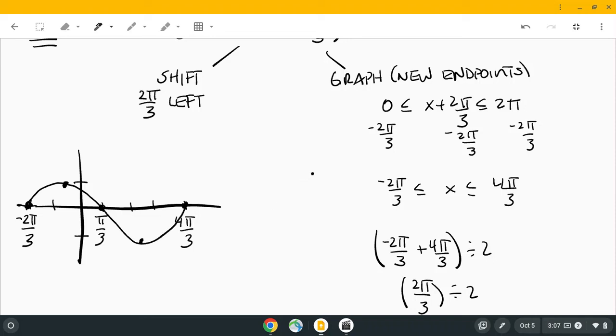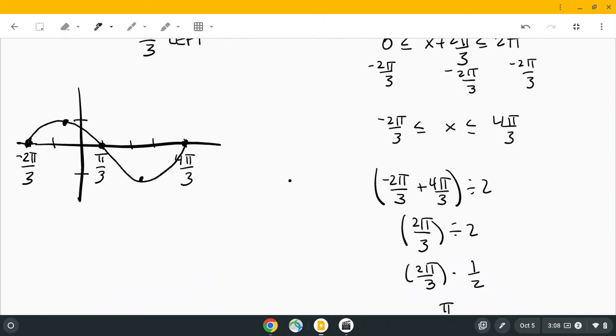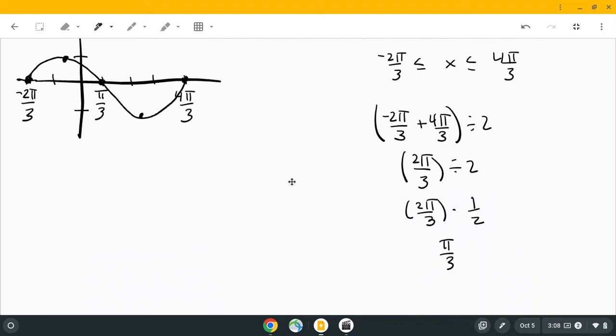Okay, so hopefully you got that. Check your endpoints and make sure you're at 1 and negative 1. Okay. All right, so that is it for horizontal translations.